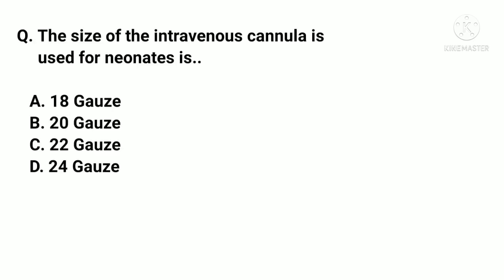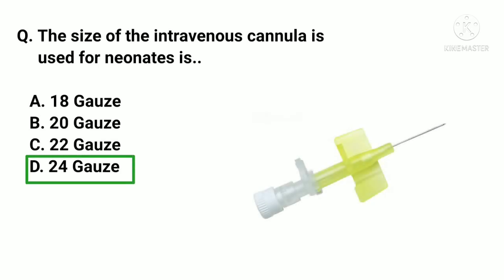The size of intravenous cannula used for a neonate is A. 18 gauge, B. 20 gauge, C. 22 gauge, D. 24 gauge. And the correct answer is D. 24 gauge.